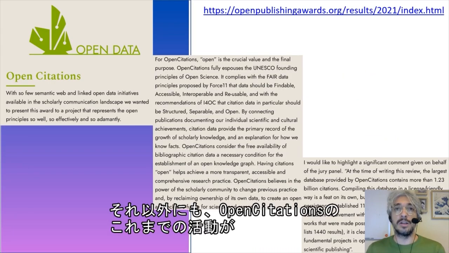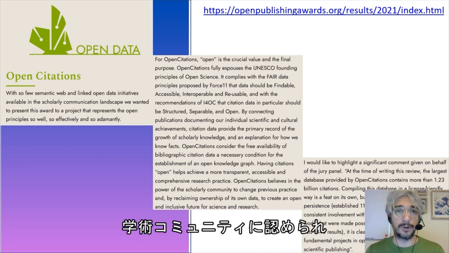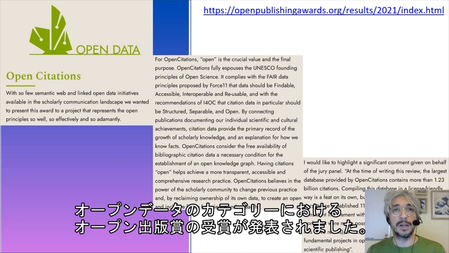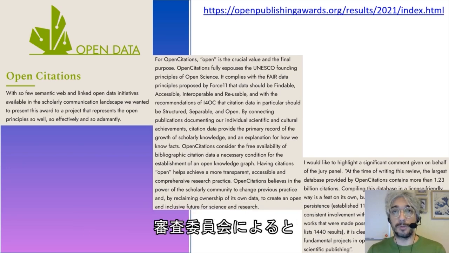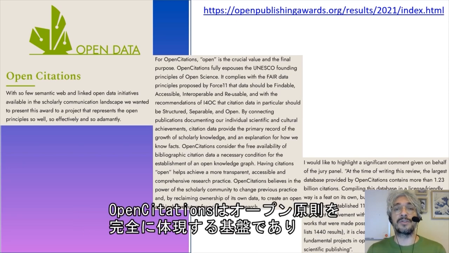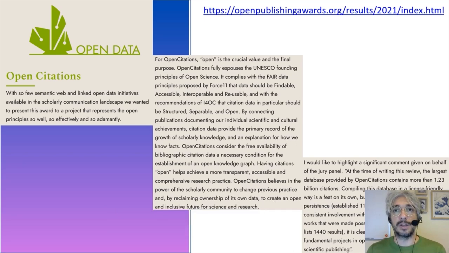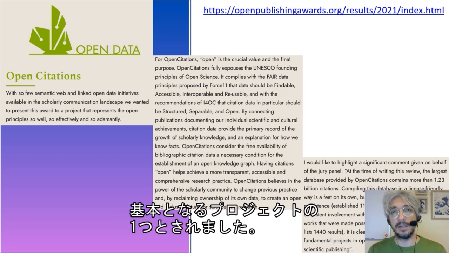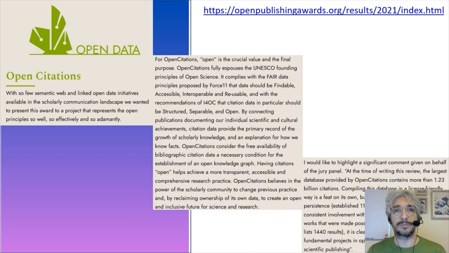An additional recognition by the scholarly community of the activities OpenCitations has done so far was the Open Publishing Award in the category Open Data that was announced during the last FORCE2021 conference in December, in the closing session. According to the jury panel, OpenCitations is an infrastructure that perfectly represents the open principles and one of the fundamental projects in open publishing, specifically in open scientific publishing.